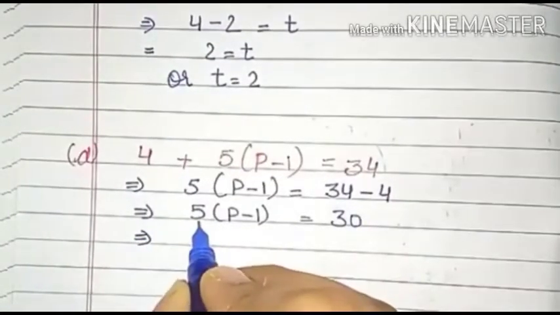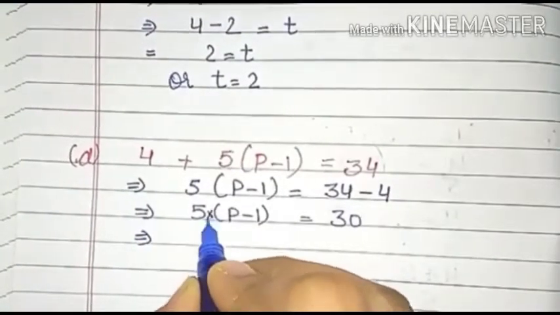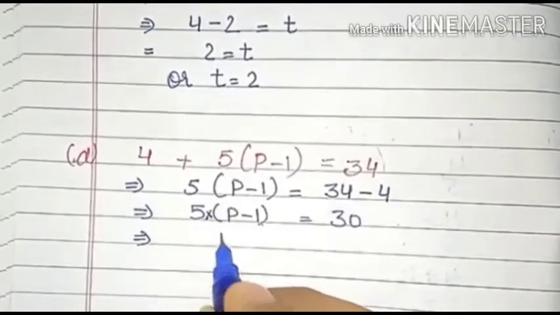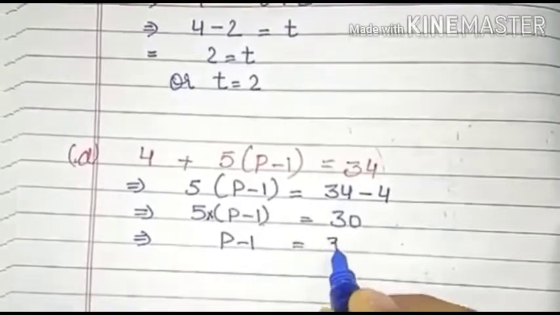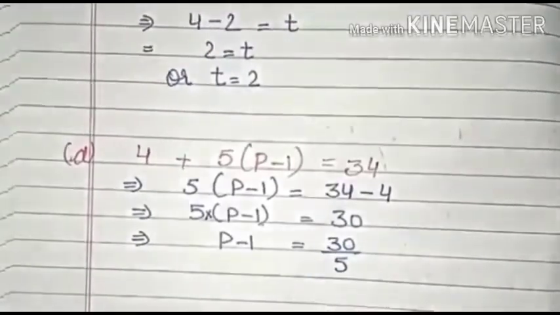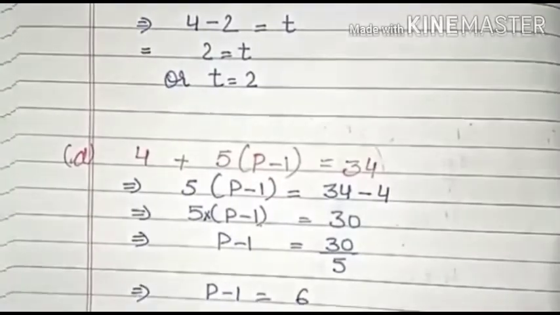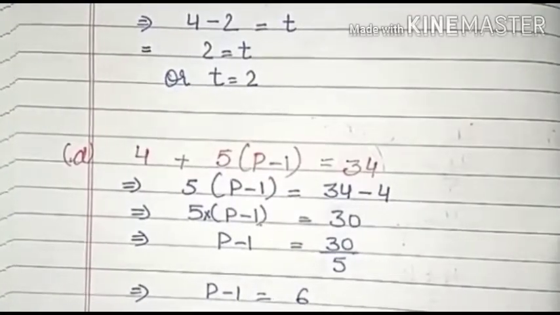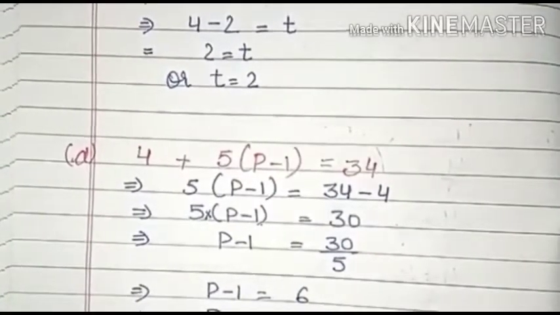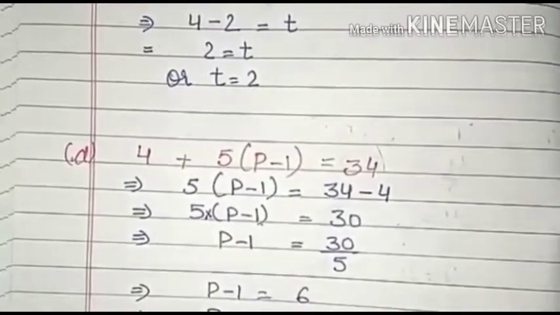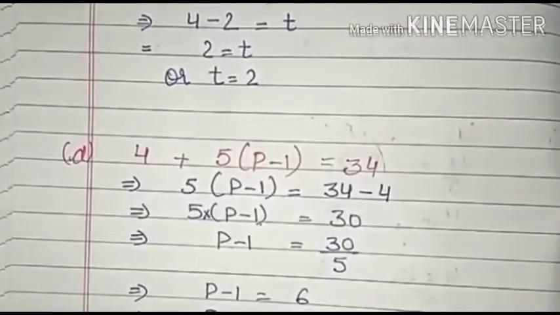Now we will remove this 5, and it is multiplied with this bracket. So what will come? p minus 1 is equal to 30 upon 5. p minus 1 is equal to 6, and then we will transpose this 1. It will come 6 plus 1. So you will get p is equal to 7. So our solution is p is equal to 7. This is the D part.